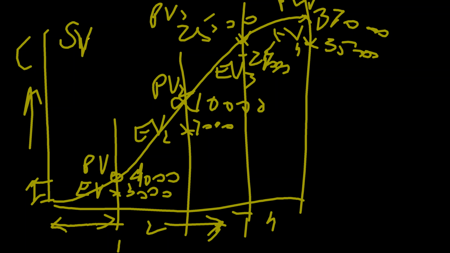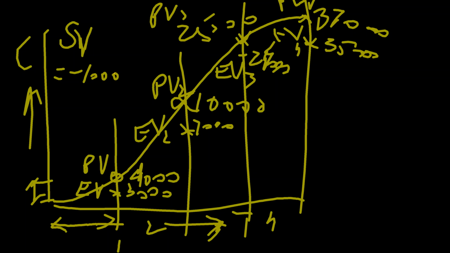So what is the difference between PV and EV on first month? 1,000. Are you behind or ahead of schedule? Behind. Is it good or bad? Bad. So bad is signified by a negative sign. So your SV is minus how much? 1,000. Minus 1,000 is your schedule variance.